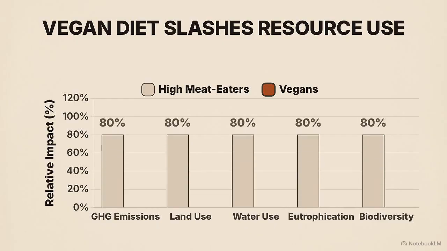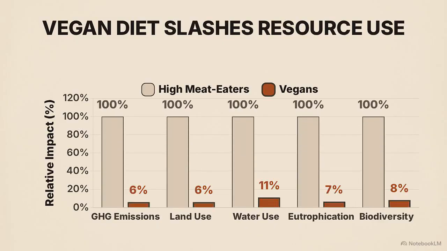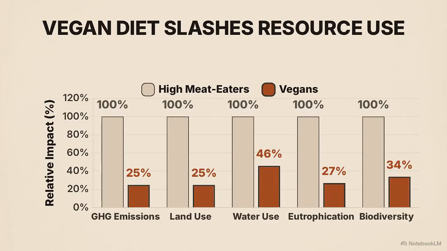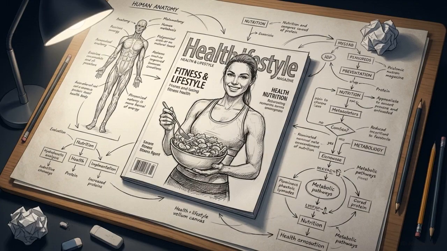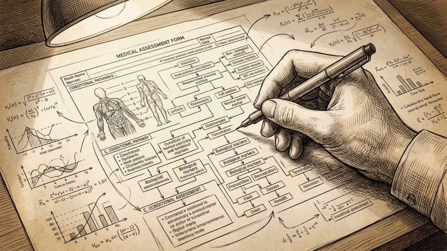Real-world observational data from the UK confirms these models, showing that actual vegans operate with a fraction of the land and water footprints of high meat eaters. Shifting to a plant-based food system operates as a mathematically high-leverage necessity for global climate mitigation. There is a pop culture heuristic that a vegan diet is automatically an optimal diet. In reality, the clinical outcomes are entirely conditional.